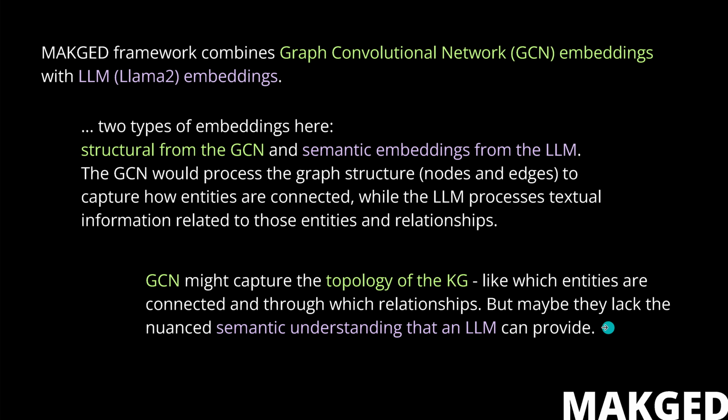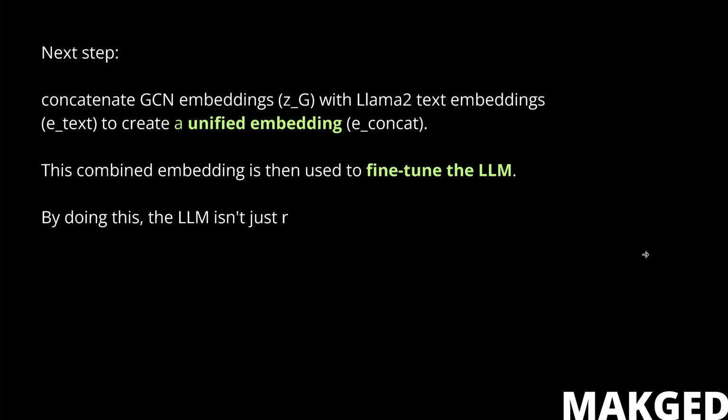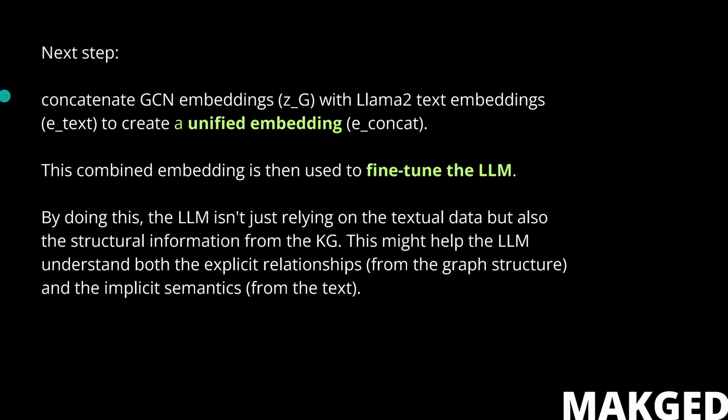So you see what we do? I mean, the authors had this idea, combine here the interconnected topology of a knowledge graph with the semantic understanding of an LLM, and we go here in a representation of the embeddings. So easy. We concatenate now the GCN embeddings and the text embeddings together, and we create a unified embedding structure. And then, so simple, this combined embedding is then used to fine-tune the LLM. And you know what we achieve?